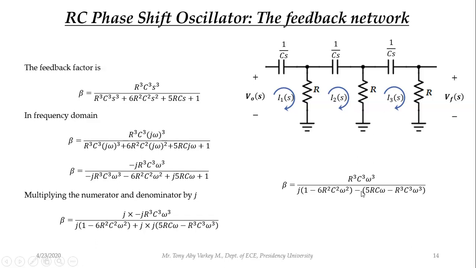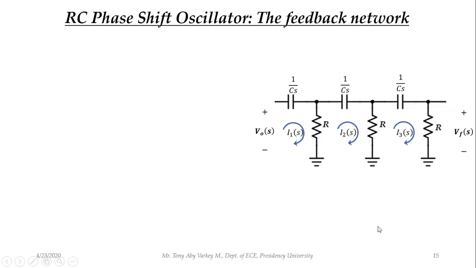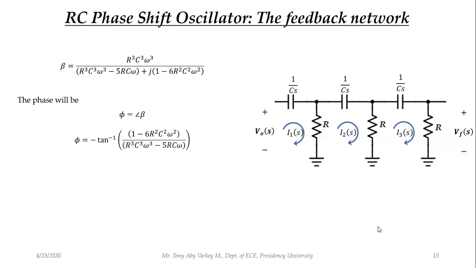So I can write this with the real part here and the imaginary part here. Making the negative positive, it becomes R cube C cube omega cube minus 5 RC omega. So this is the feedback factor. The phase of this feedback factor, let us denote it as phi, so phi is equal to angle beta.